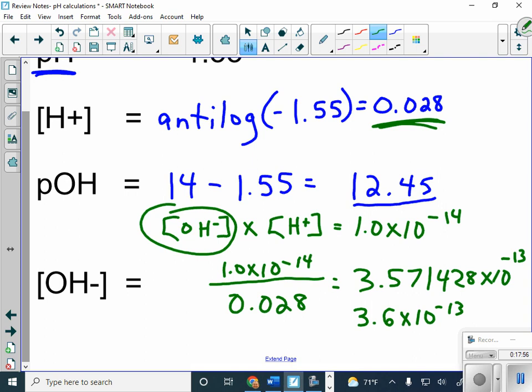2 sig figs. Yeah. What you're going to see the labels are going to be is molarity, because that's a concentration. So it's going to be capital M.